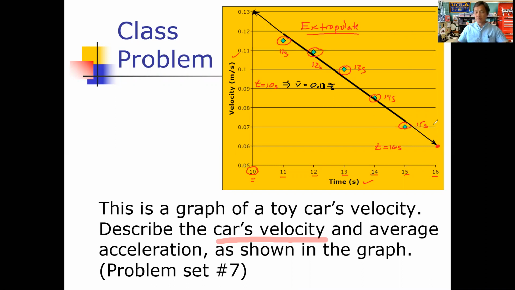We can, by extrapolating. What we see here is this. If we take 16 seconds, let's do this at 16 seconds, and then trace it back to the y-axis. At t equals 16 seconds, the velocity is roughly 0.06 meters per second.